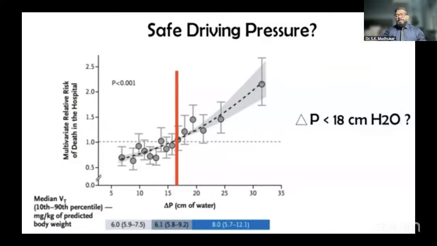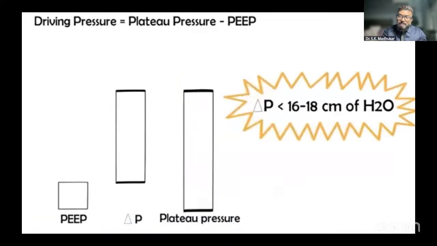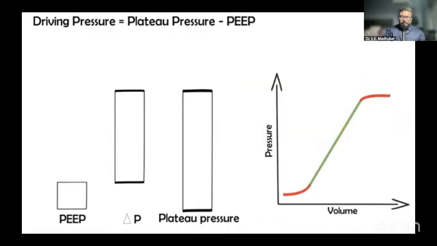A recent study has also observed the same thing, that if we keep the driving pressure below 18, then the patient has survival benefit or survival advantage. So our driving pressure target should be 16 to 18 centimeter H2O. And the driving pressure is plateau pressure minus PEEP. So we need to know what the plateau pressure is, and we need to know what the PEEP is. And by this, we will know the driving pressure.